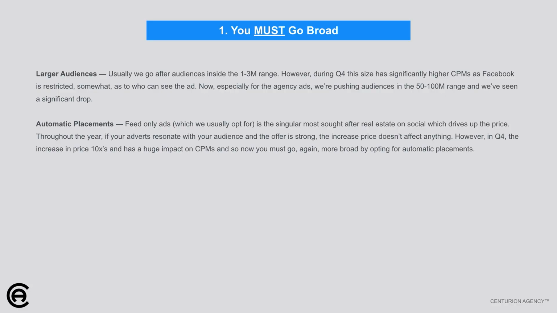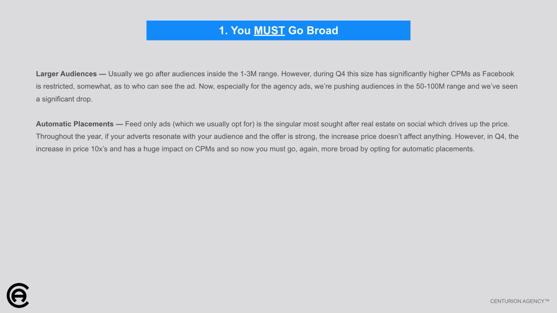So next thing, automatic placements. Again, this ties in with the same idea I was talking about before: giving Facebook, just letting them do their thing. Don't restrict them. Automatic placements. See, feed-only ads, which we usually opt for, are the singular most sought after real estate on social. Obviously, when something's in high demand, the price increases with the demand. That plays out everywhere, real estate, everything. And it's the same thing with the real estate on Facebook.